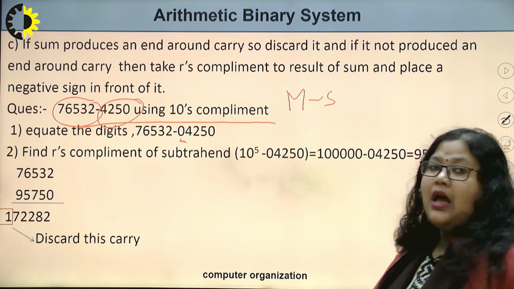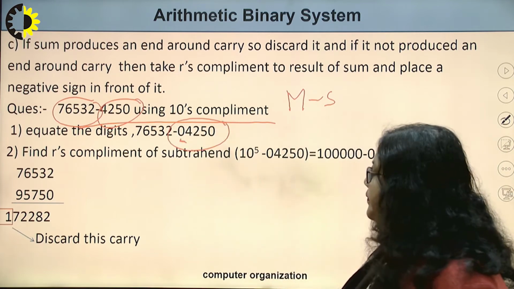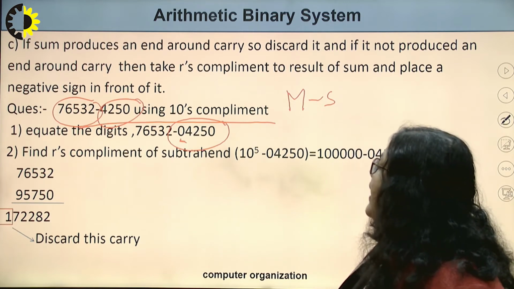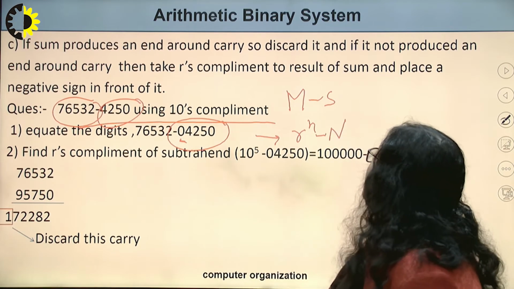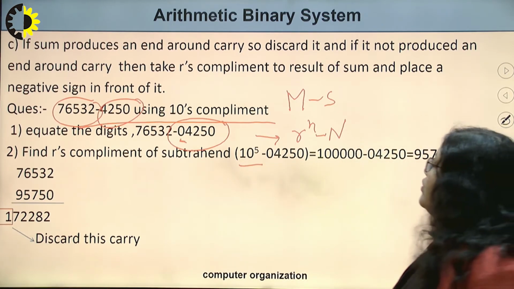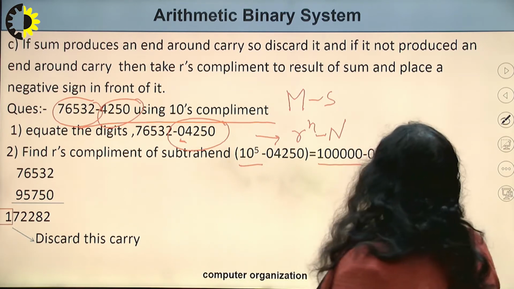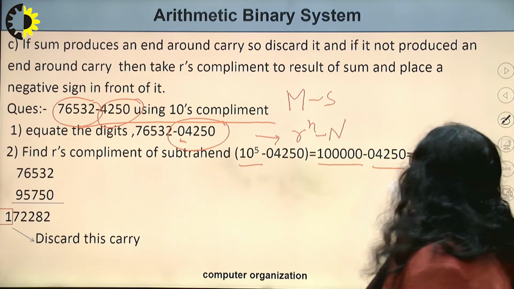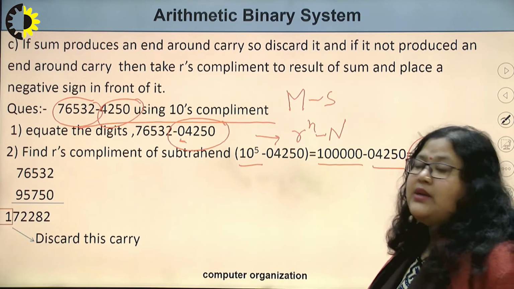Now we have to take the r's complement of the subtrahend part, which is basically the 10's complement of that. What is the formula we have to apply? That is r to the power n minus N. So it is 10 to the power 5 minus 04250. So it is basically 1 followed by 5 zeros minus 04250. So it is 95750, same as the r's complement rule. This is the final complement of that particular number.